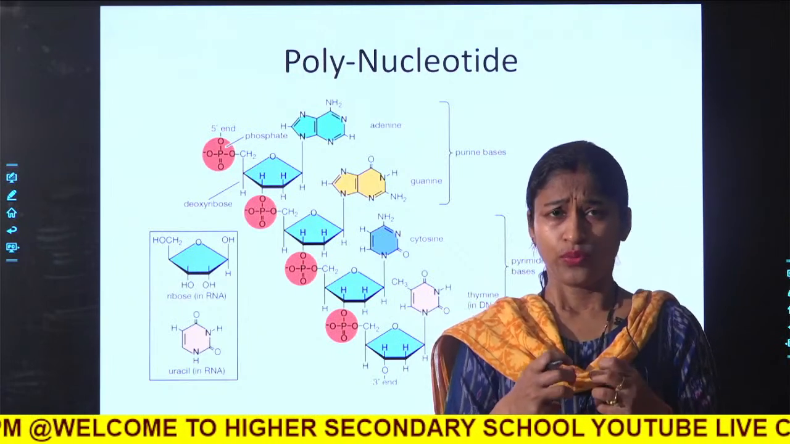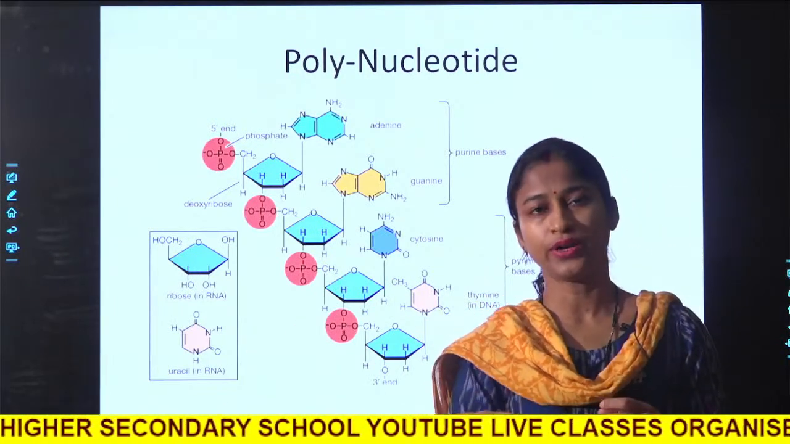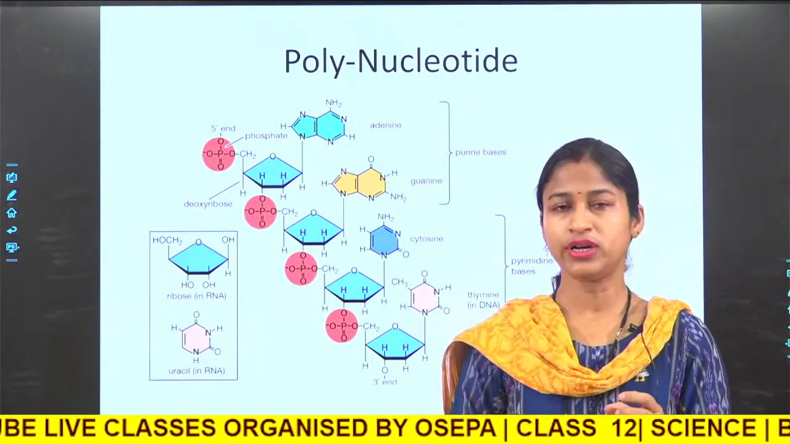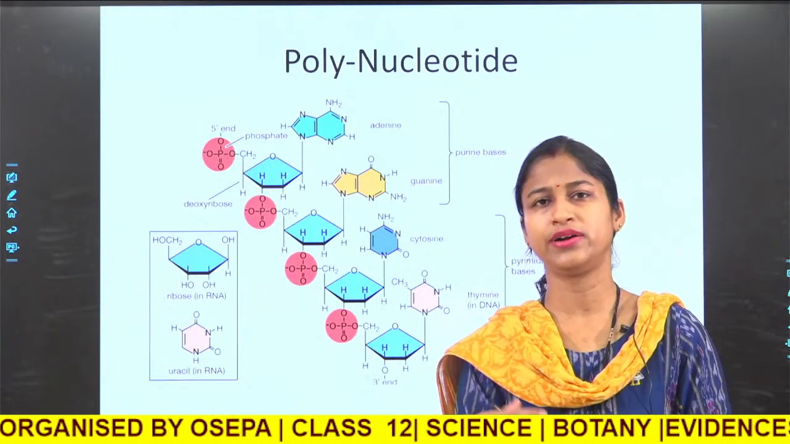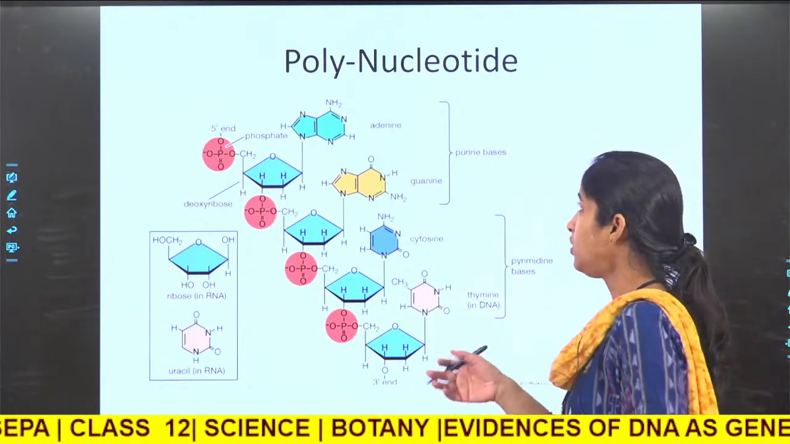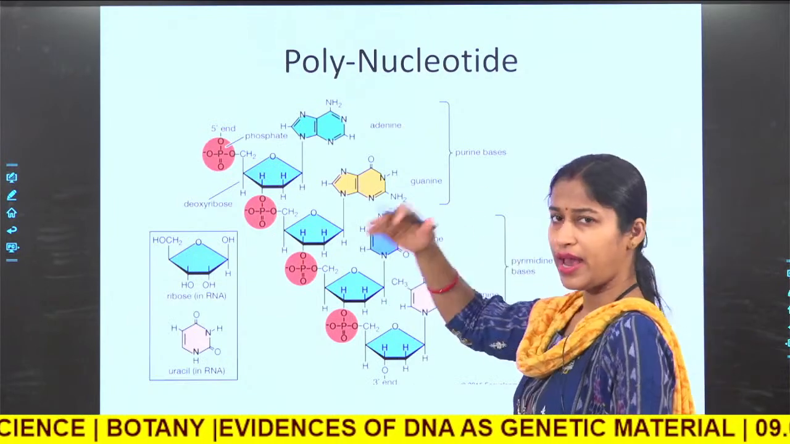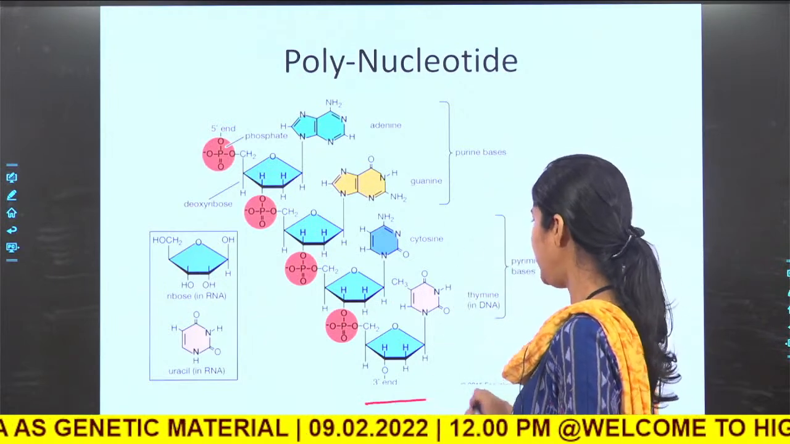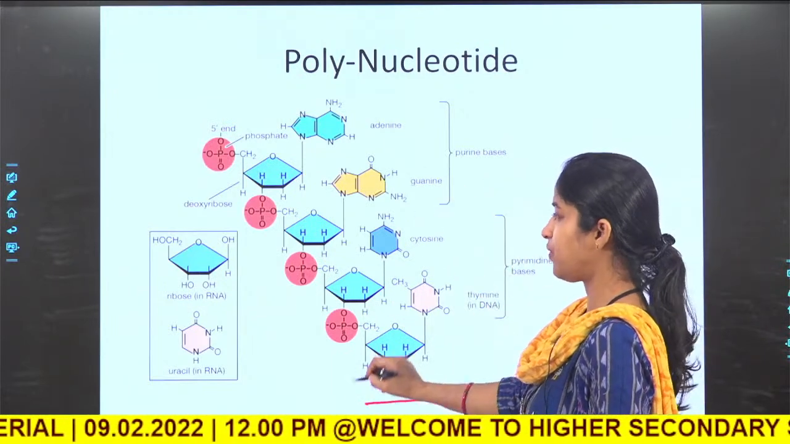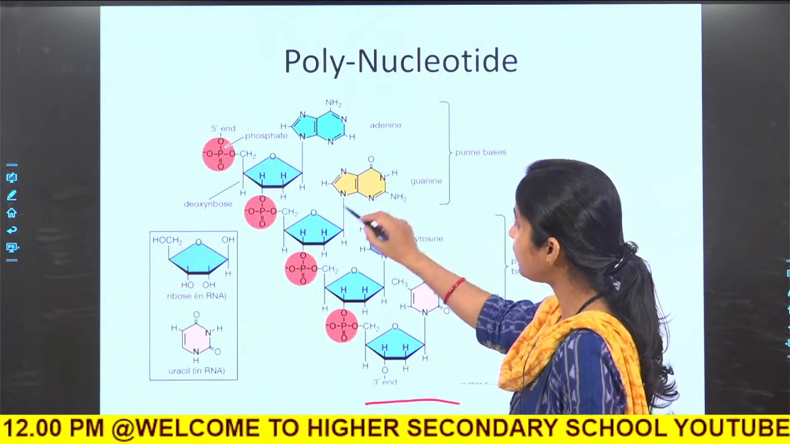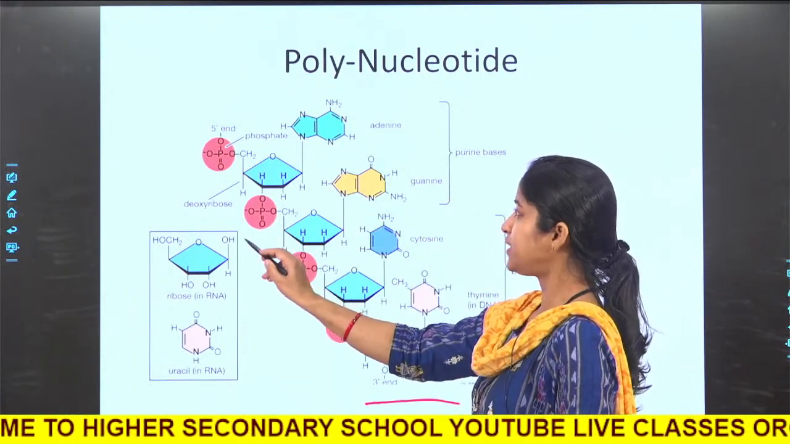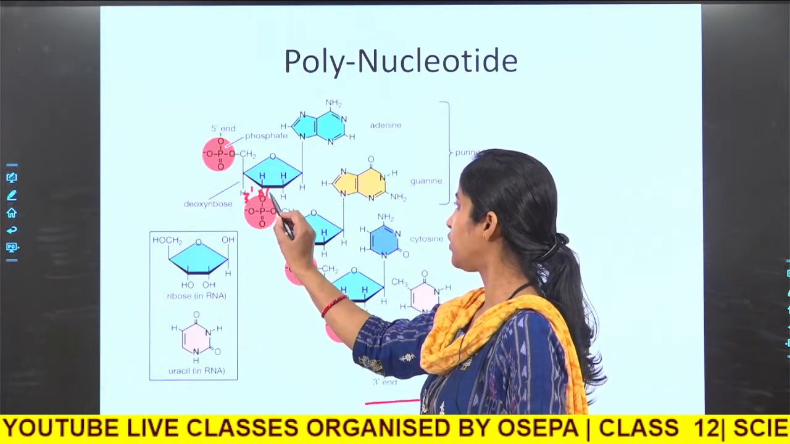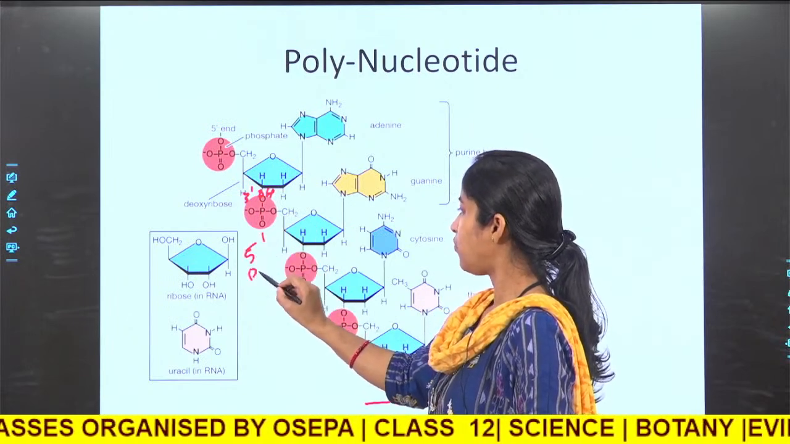With this dinucleotide, if another nucleotide is joined, it forms a trinucleotide. Next, when a trinucleotide is joined with another nucleotide, it forms a tetranucleotide. Likewise, when n numbers of nucleotides are joined together, they form a polynucleotide. So, this is the structure of a polynucleotide, and how it is formed. There is always a phosphodiester bond formed between the 3 prime hydroxylic group and the 5 prime phosphate group.